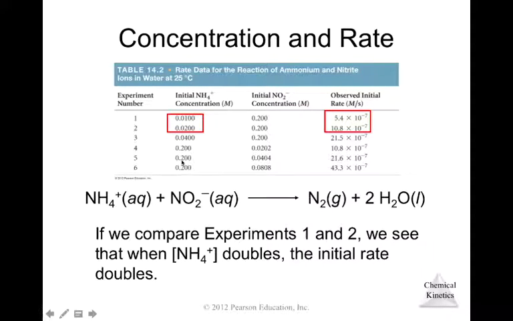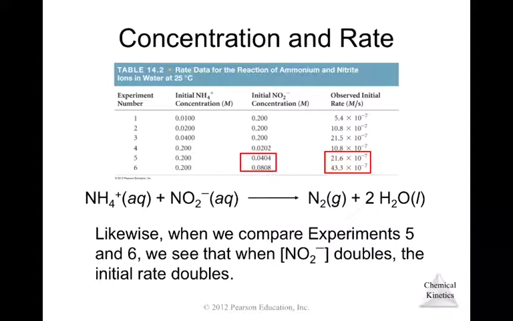So if we were to compare experiments 1 and 2, we see that the concentration of NH4+ doubles, going from 0.01 molar to 0.02 molar, and the initial rate, what does that do? It doubles as well. Similarly, if we look at experiments 5 and 6, these are useful for figuring out something about the NO2-, because any change that's happening here clearly has nothing to do with this, because that didn't change at all. So we see that when the concentration of NO2- doubles, again, the initial rate doubles.